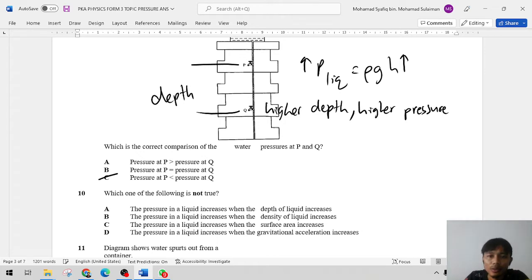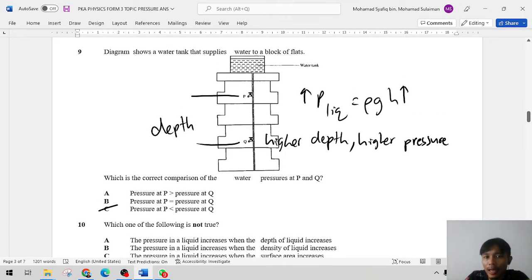Okay, so it's a depth. Again, it's a depth, not height. If we look here, the height of P is greater. Okay, so H here is depth from the top to the bottom.